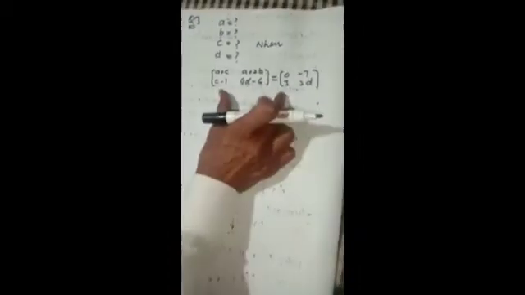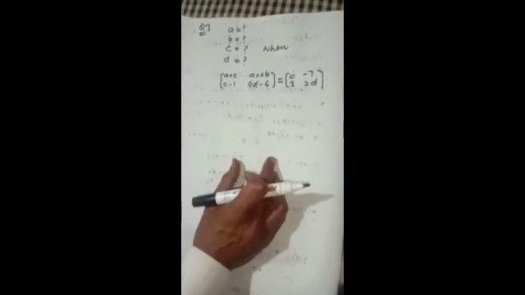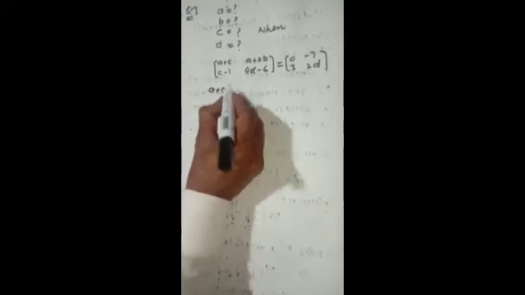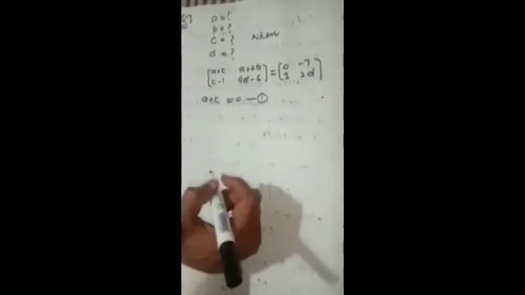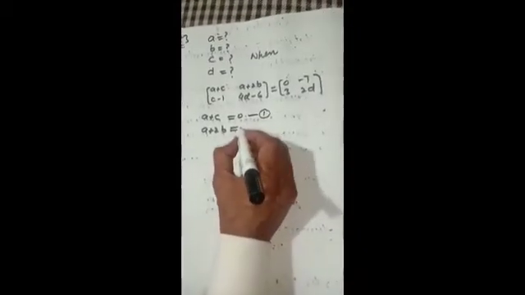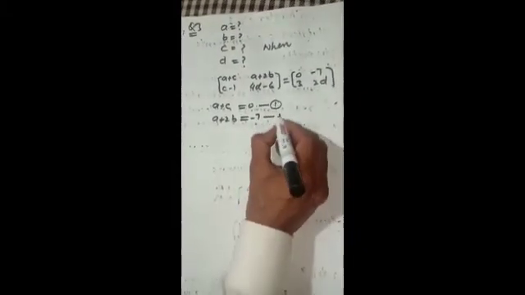So, according to the definition of equal matrices, or according to the equality of two matrices, corresponding entries will be equal to the corresponding entry of the other matrix. Hence, in this way, first entry A plus C will be equal to 0. We name it equation number 1. And the second entry of the first row A plus 2b will be equal to the second entry of the second matrix, minus 7. We name it equation number 2.